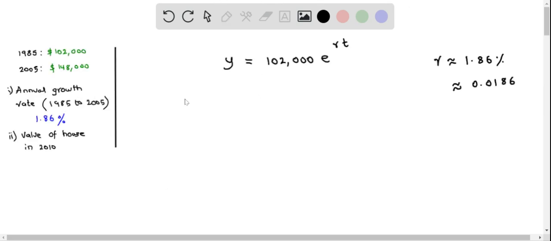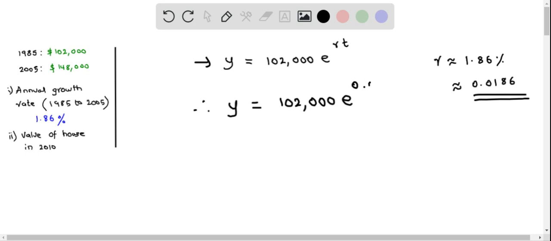Okay, now that we have determined the value of r, we can plug it into our exponential equation. So that is into the equation with a as 102,000. So therefore, we will get the equation as y equals 102,000 e raised to the power of r. I'm going to replace r in terms of its decimal equivalent. So therefore, this becomes e raised to the power of 0.0186 times t.